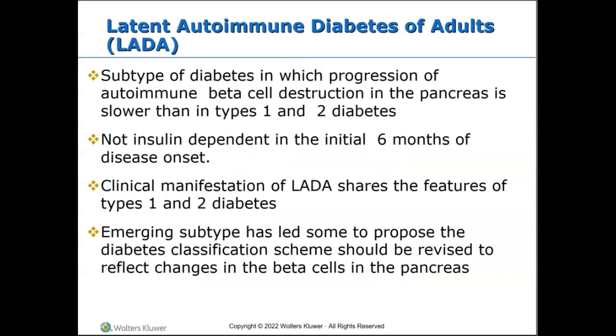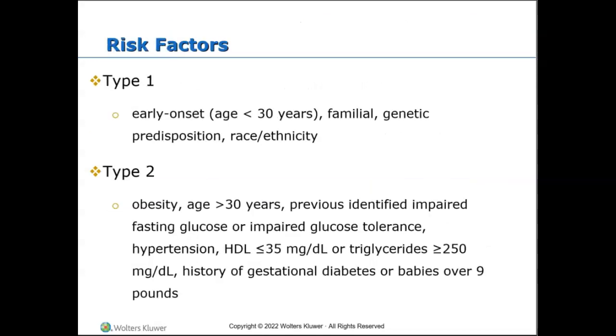Here is the latent autoimmune diabetes of adults broken down on this slide. Again, this is just a review on the latent autoimmune diabetes condition, and we're not going to really test on this in block 1, but you will need to carry this information forward in block 2, 3, and 4.